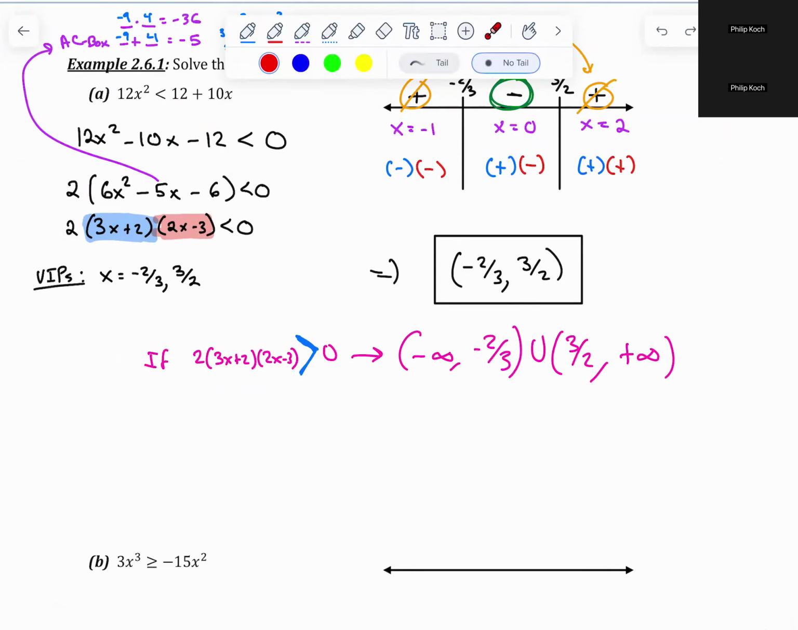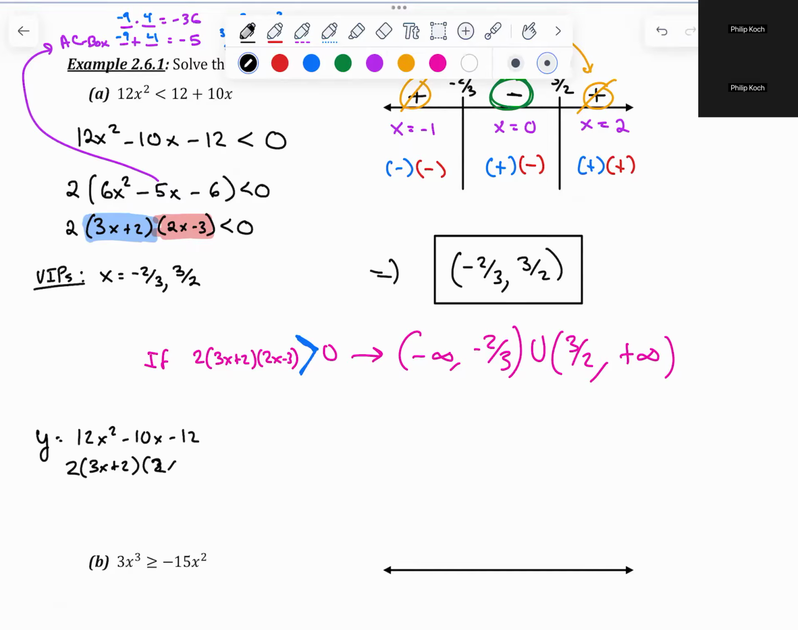If you're looking at this function as a parabola, so y equals 12x squared minus 10x minus 12, which is 2 times 3x plus 2 times 2x minus 3, is that an upward facing parabola or a downward facing parabola? Upward, because its a value is 12, which is positive. And so if your a value is positive, you're an upward facing parabola. So the graph of this looks like this.